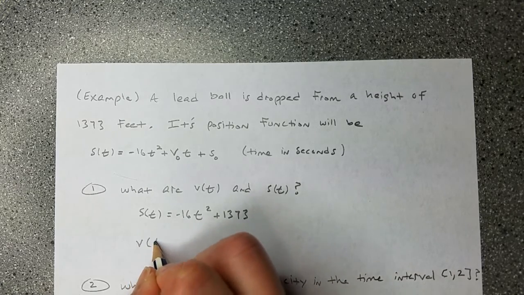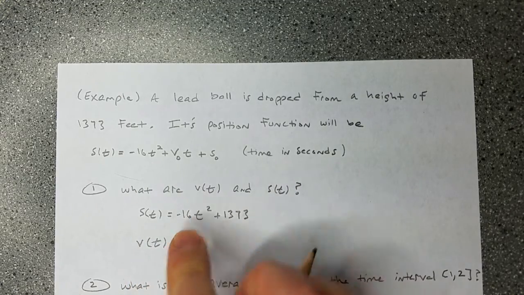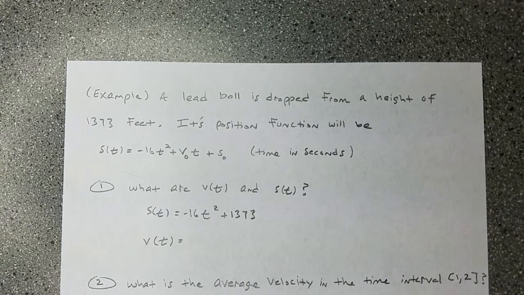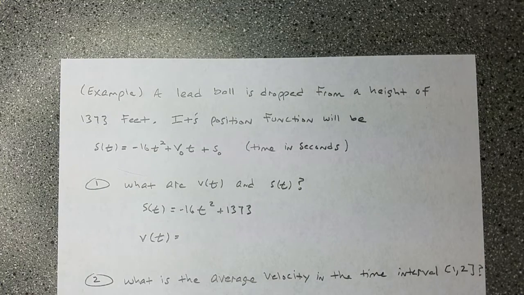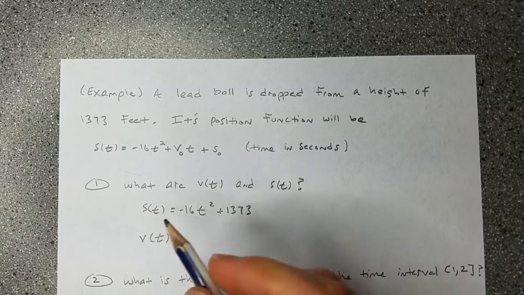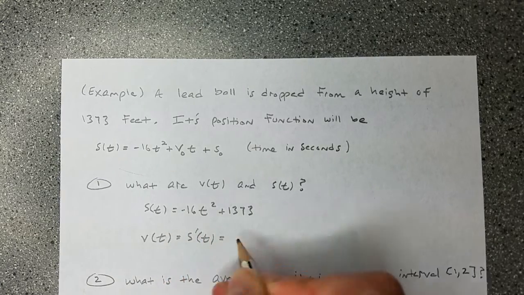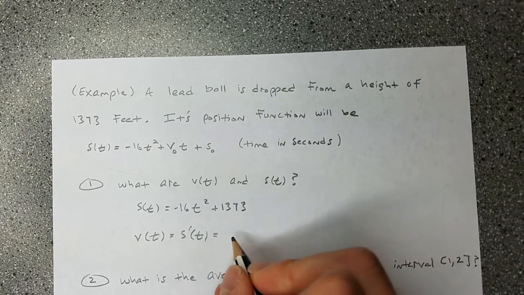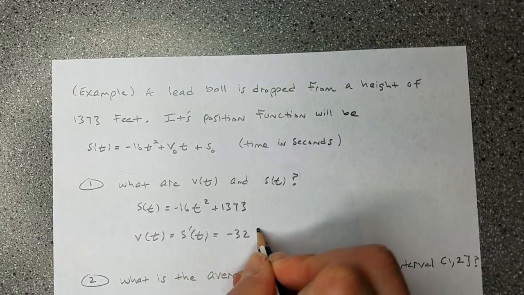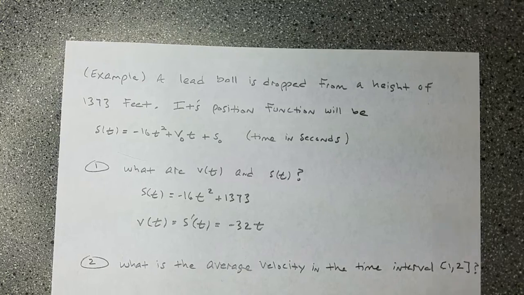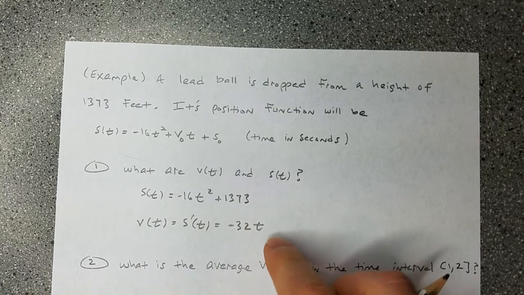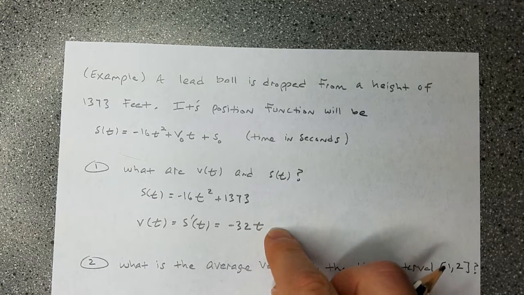What's V of t? V of t is the instantaneous velocity. The velocity at any instant or any moment is the derivative of the position function. So that'll be S prime. S prime will be negative 32t. All right, so there's my position, and there's my instantaneous velocity.